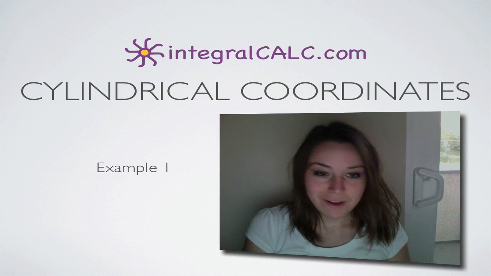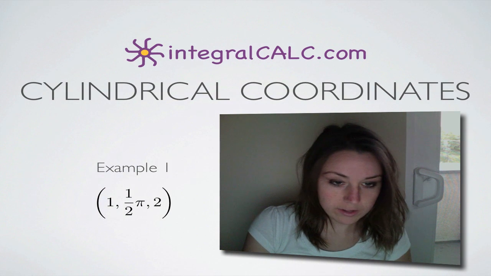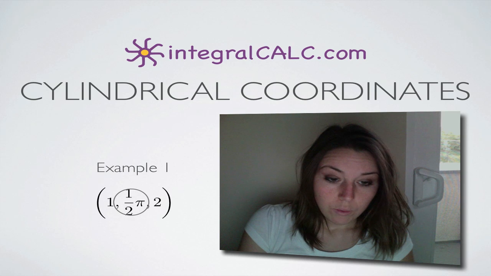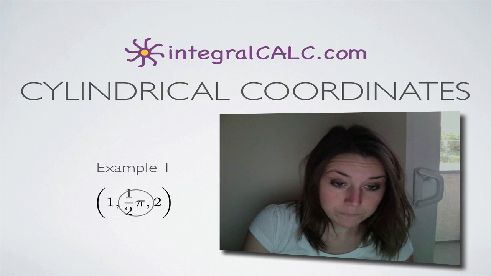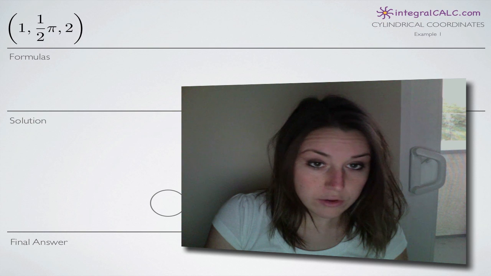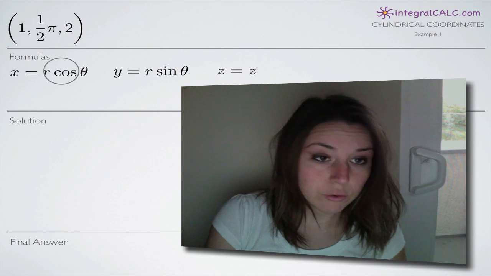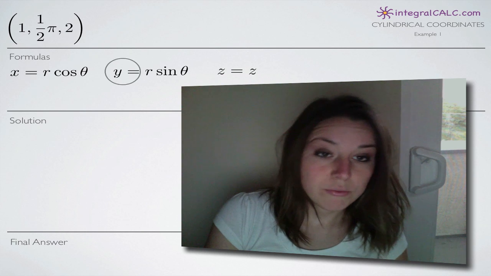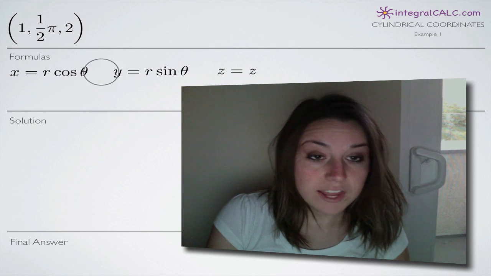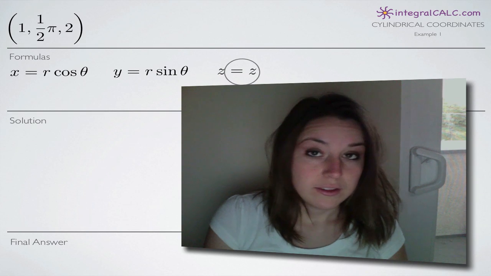Today we're going to be talking about how to convert cylindrical coordinates to rectangular coordinates. The cylindrical coordinates that we're given are 1, 1/2 pi or pi over 2, and 2. The formulas that we're going to use to convert these are the three formulas you see here: x equals r cosine of theta, y equals r sine of theta, and z equals z.